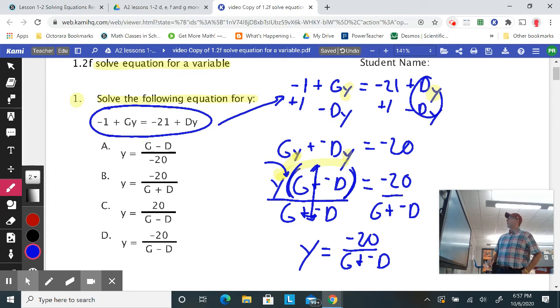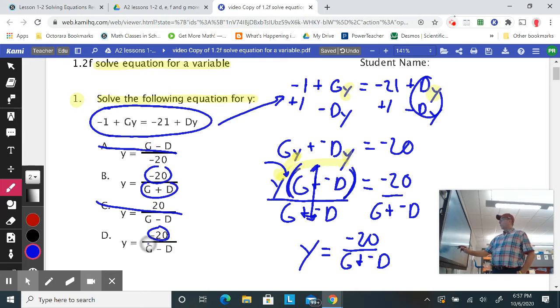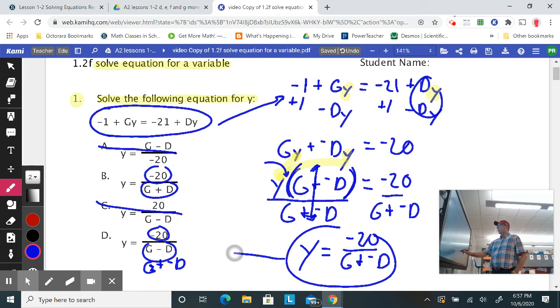Now I got to look over on this side here and see which one is closest. So I don't like A because the -20 should be in the numerator. So I have B, -20 is in the numerator, and so is D. So C's out. So now I need to look at the denominator. G plus D or G minus D. Which one fits? G minus D is the same as G plus the opposite of D, and that's exactly what I have here. So the answer would be D.